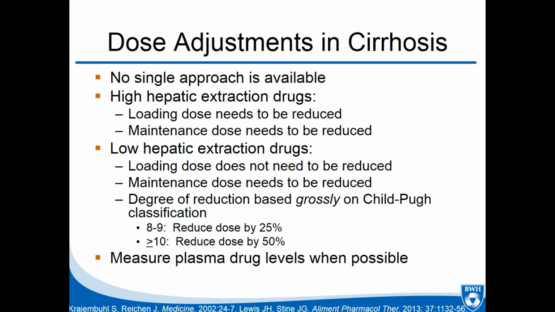For dose adjustments, like I'm saying, consult the pharmacist to ask, is this a high or a low hepatic extraction ratio drug? Because they can help with whether we need to decrease a loading dose, decrease a maintenance dose, or give a bigger loading dose with a decreased maintenance dose. It's difficult because there are very few medications dosed based solely on a Child-Pugh classification, and really plasma drug level monitoring is the best bet.